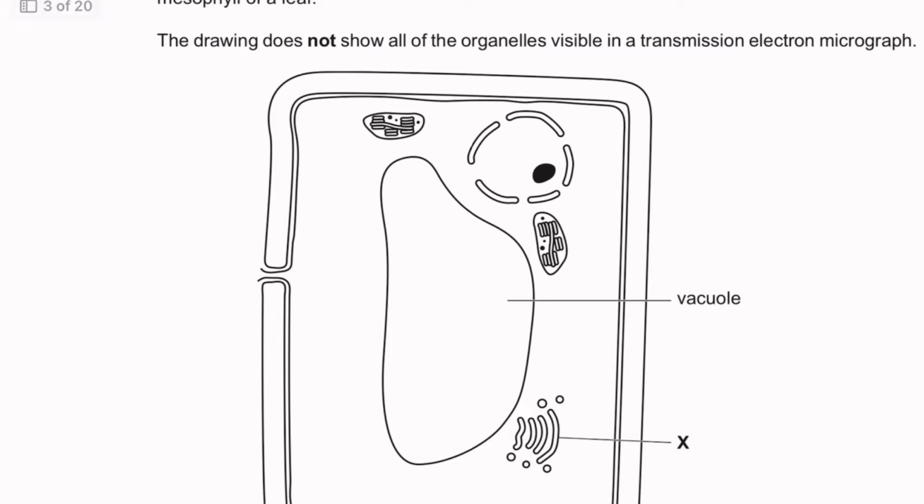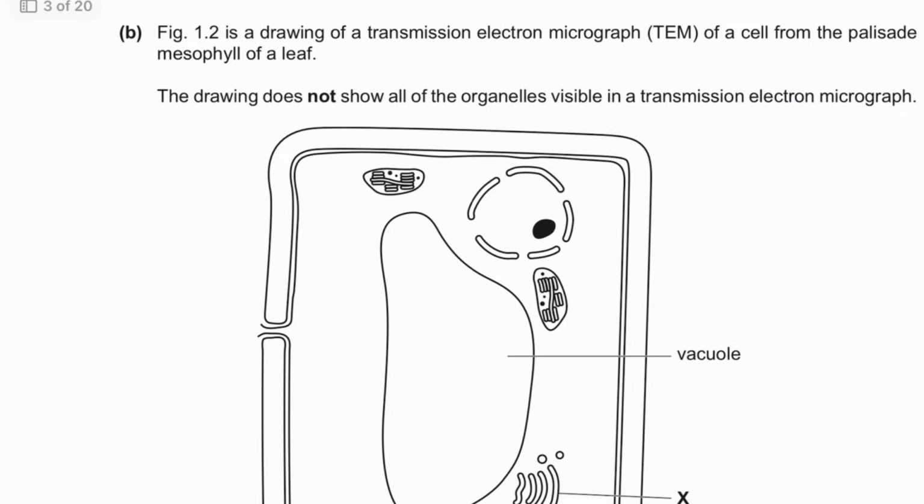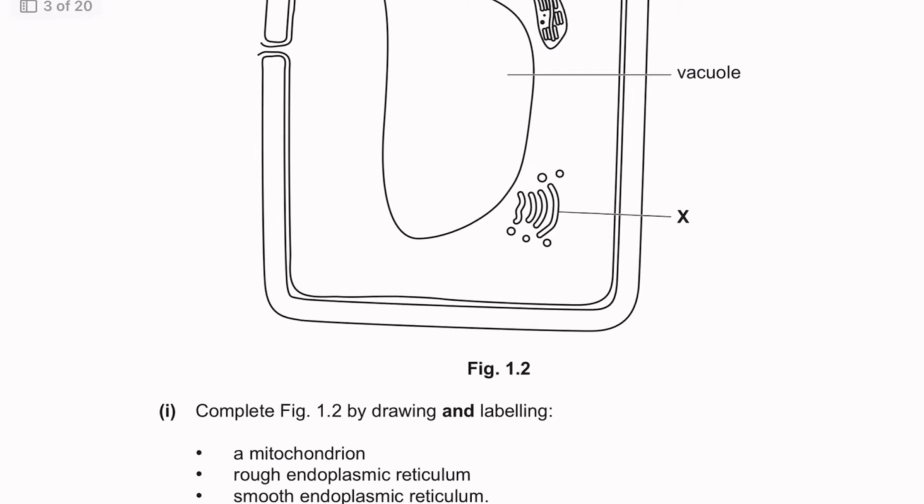Now part b says: figure 1.2 is a drawing of a transmission electron micrograph, TEM, of a cell from a palisade mesophyll of a leaf. The drawing does not show all the organelles visible in a transmission electron micrograph. So you're supposed to here, I think, draw.